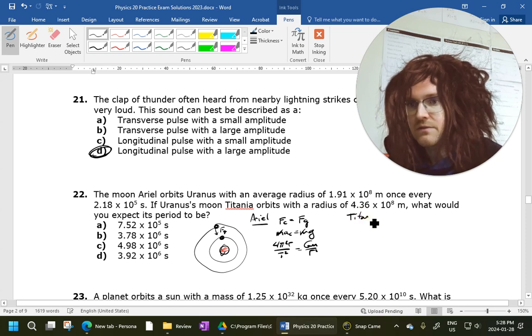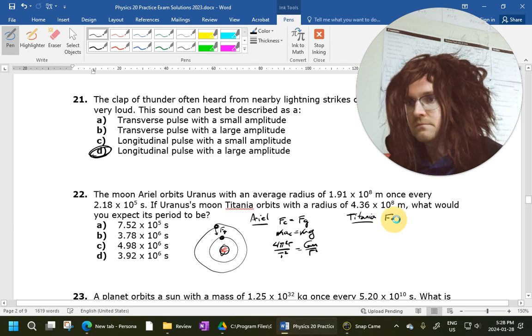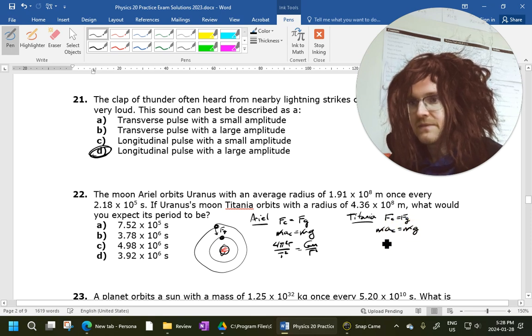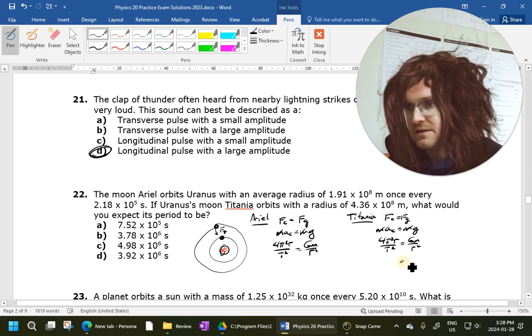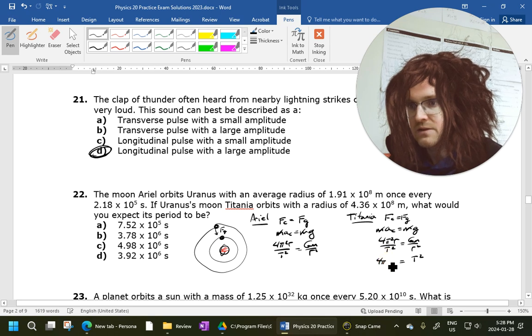So if I want to find the period, it starts out the same way. So the masses cancel out. We get to the same place again. But this time, on this side over here, we need to find the period. So if I rearrange this, I'm going to multiply by t squared and start moving everything around here.